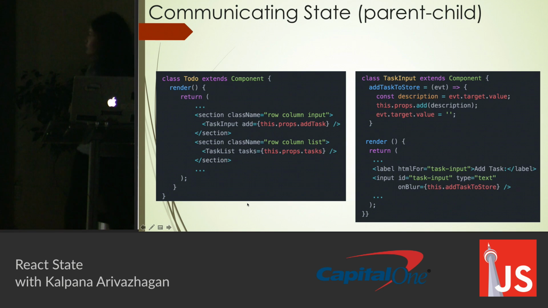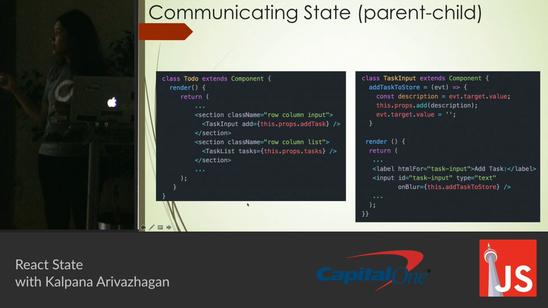And if you look at the render function, we have a text box again, and we are listening to the onBlur event itself. So whenever the user types something into the text box and leaves the field, the onBlur event gets triggered, and we're going to call the add_tasks_to_store function. And when it comes to this function, we are getting the latest value that is stored in the text box, and we are storing it in a variable called description.